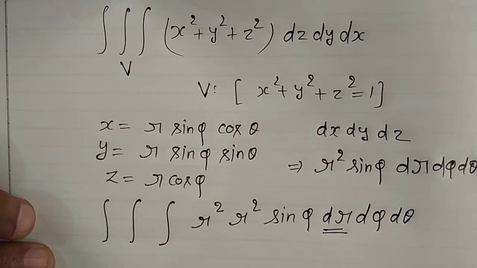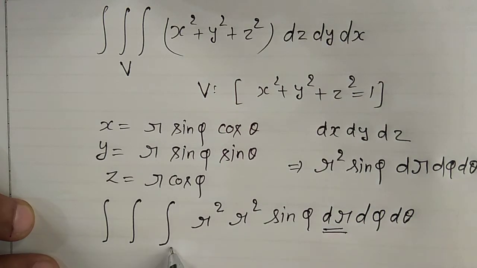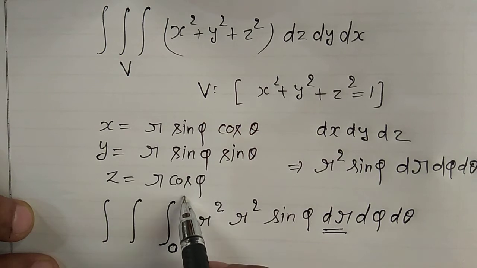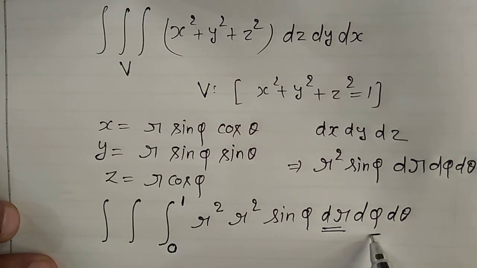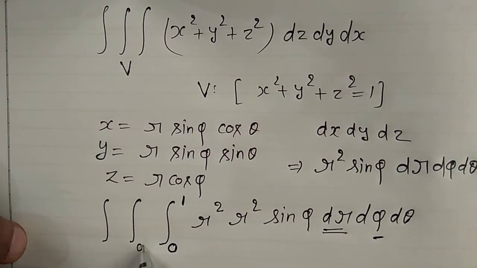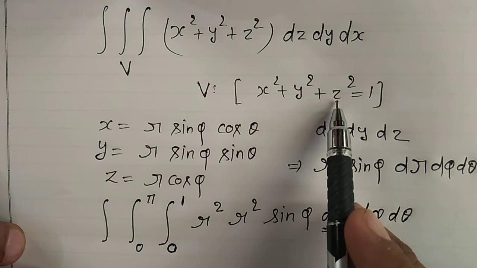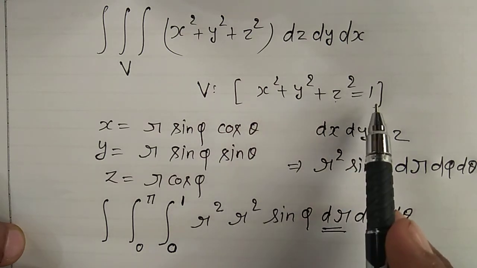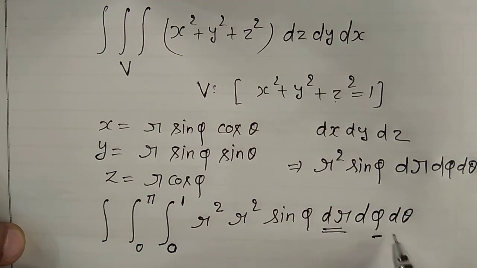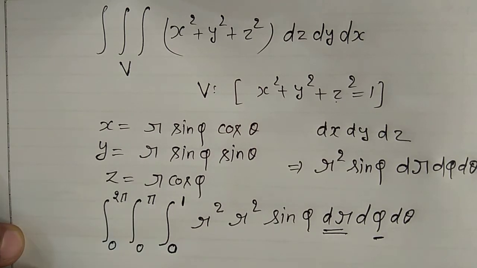Now the r limit will be 0 to 1 because r square equal to 1. So r starts from 0 and maximum it can go to 1. This is the limit, and for the sphere, phi will be full 0 to pi, and for theta you have to come to the xy plane. So z equal to 0, so x square plus y square equal to 1, one circle. So for the full circle theta equal to 0 to 2 pi. So these are the limits.